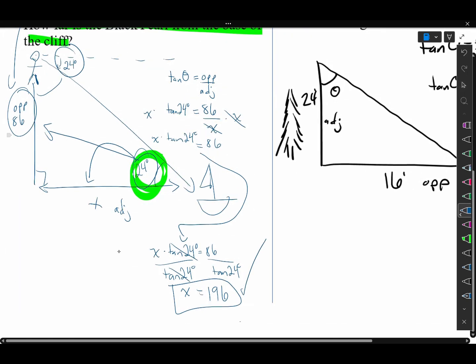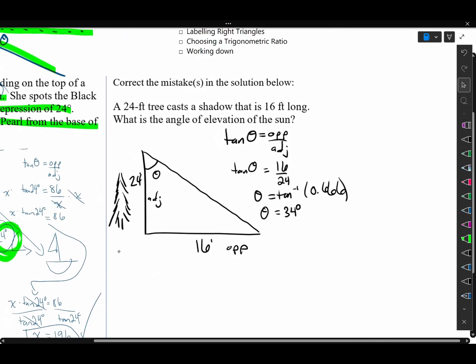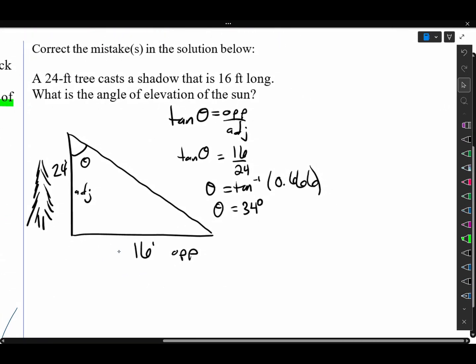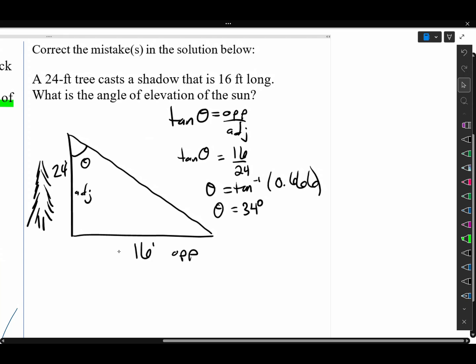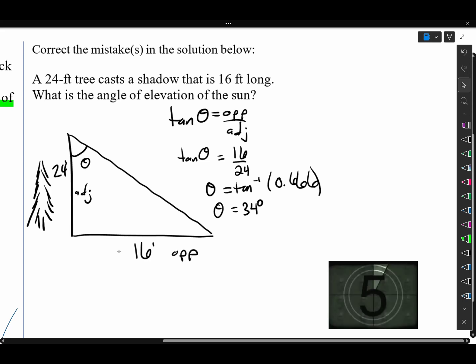Next, I want you to take a look at my solution right here. I've already attempted a solution to a problem, and I need you to try and find any mistakes. I encourage you, pause the video here, try and find them. I will go through them in 2 seconds here.